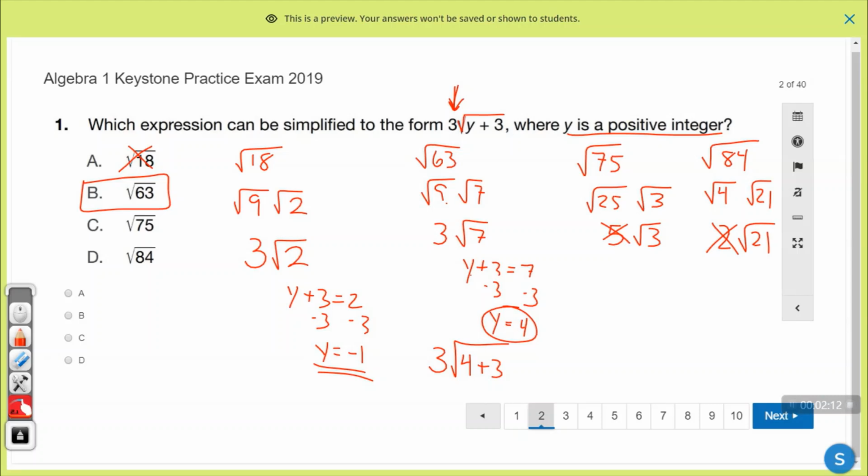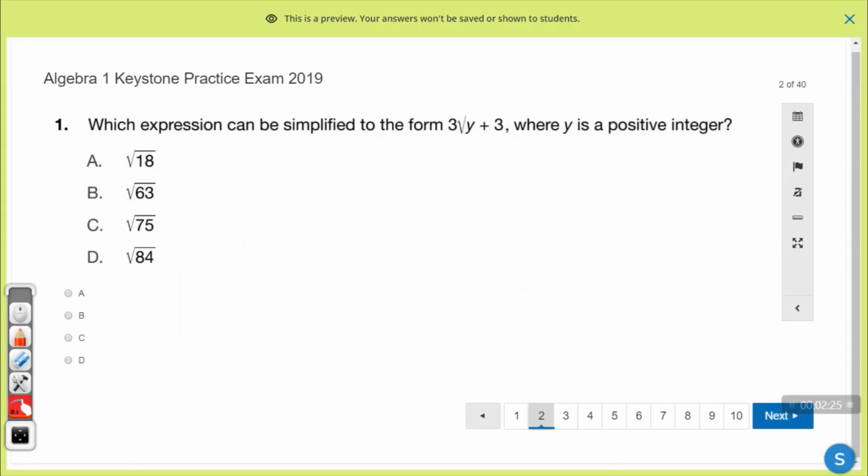So hopefully you were able to narrow it down to one of the first two. However, the first one I could not rewrite 2 in a form of y plus 3 where y was a positive number, and that's why it didn't work. In this case, our answer is B. Let's take a look at the next question.